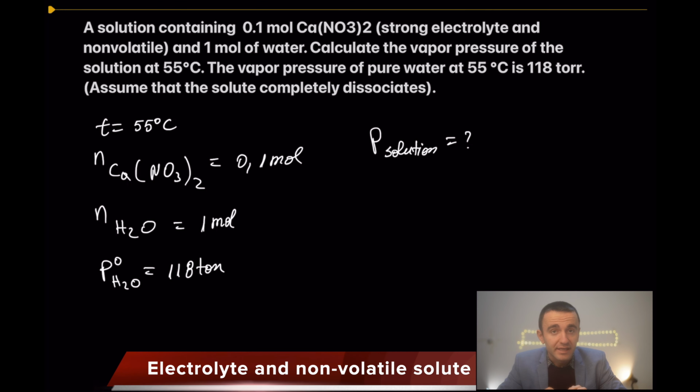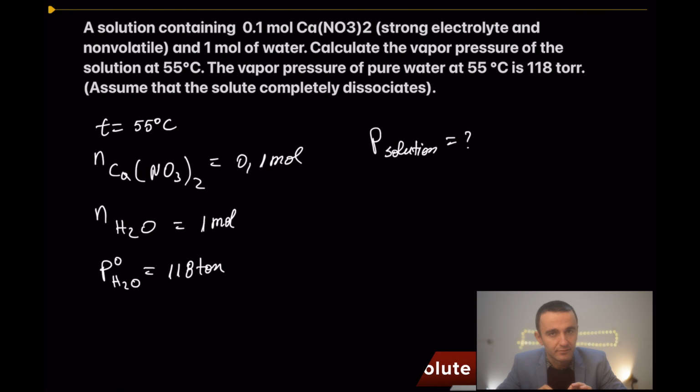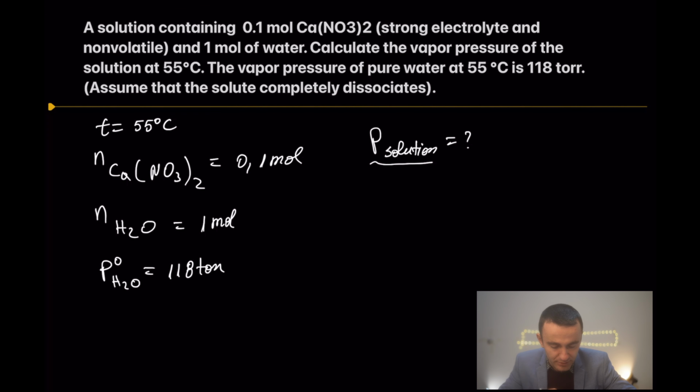Let's move now to the case that we are dealing with an electrolyte, a non-volatile electrolyte. In this case we have a solution that contains 0.1 mole of calcium nitrate, a strong electrolyte and non-volatile, and 1 mole of water. Calculate the vapor pressure at 55 degrees Celsius. The vapor pressure of pure water at 55 degrees Celsius is 118 torr. Assume that the solute completely dissociates. So we need to find the pressure of the solution. But what is the difference between the non-electrolyte and electrolyte?